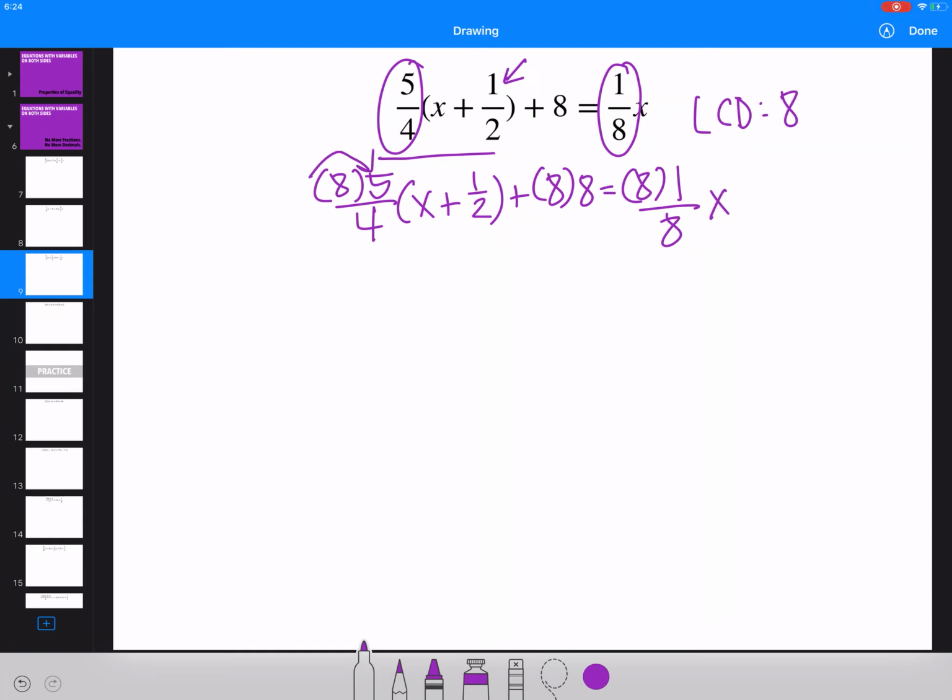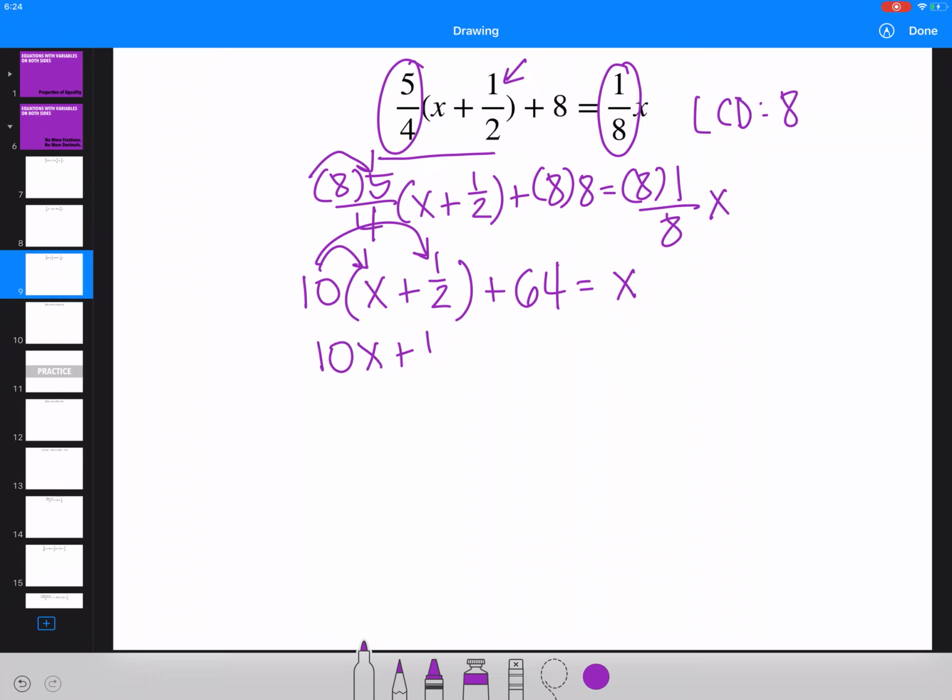8 times 5 is 40. 40 divided by 4 is 10. So we have 10 times x plus 1/2. Plus 8 times 8 is 64. Then we have 8 times 1 is 8, divided by 8 is 1. So we have an x there. Then I'm going to distribute this 10 into my parentheses. So we have 10x. 10 times 1/2 is 5. Plus 64 equals x. I'm going to combine these like terms.